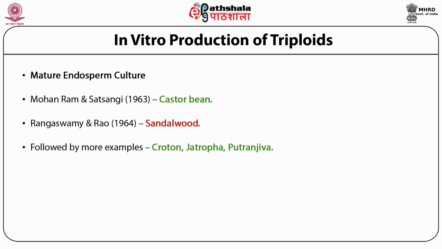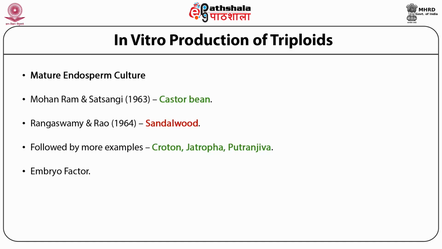An important factor which is necessary for the proliferation of mature endosperm is the embryo factor, which means that initially, when you want to get a tissue culture of mature endosperm, you have to culture the entire decoated seed, which means it contains the embryo.